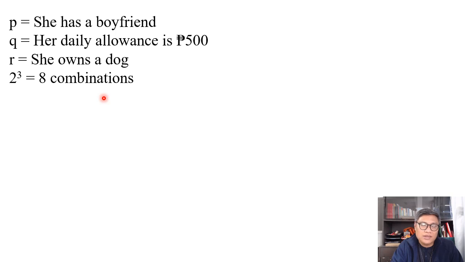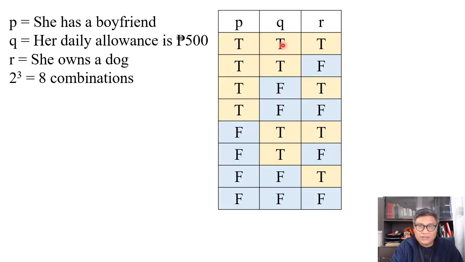So how do we create 8 combinations? Then we can have the following. First, half are true, half are false. Then the next will be 2 each. So true, true, false, false, true, true, false, false. Then the last will be true, false, true, false, true, false, true, false. So you can now create these 8 combinations already.